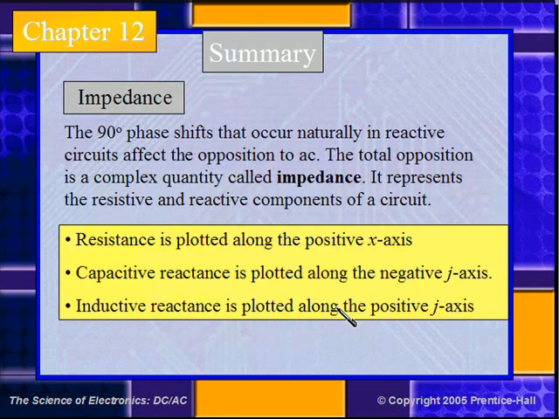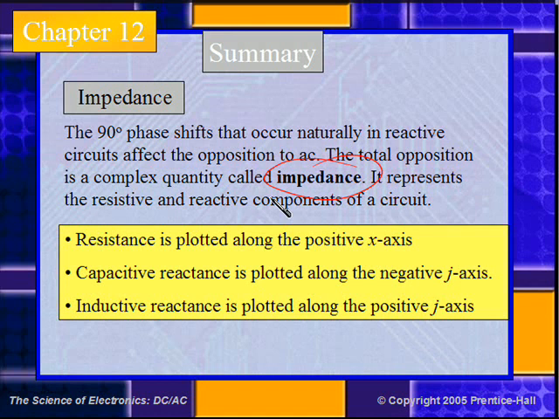Impedance. The 90-degree phase shifts that occur naturally in reactive circuits affect the opposition to AC. The total opposition in a complex quantity is called impedance. So it's no longer resistance. We have to symbolize the total opposition because we have capacitors and inductors now in the circuit. We can call it impedance, and it represents the resistive and reactive components of a circuit.